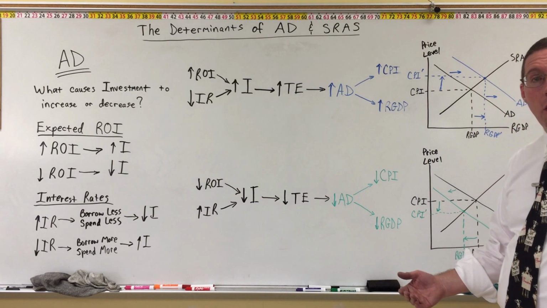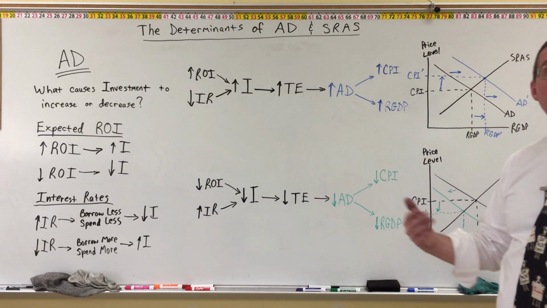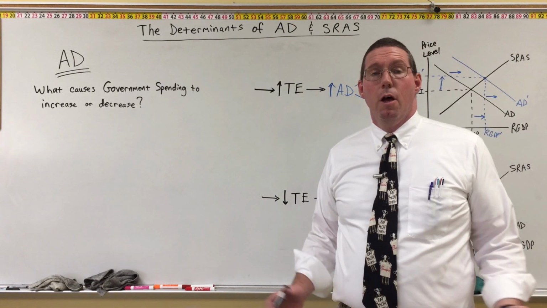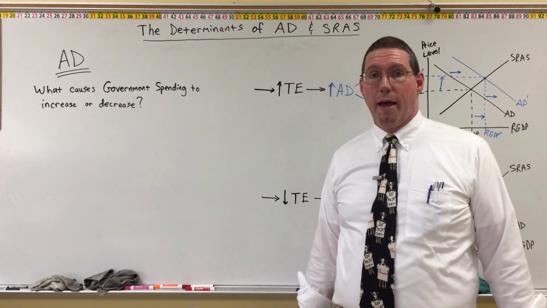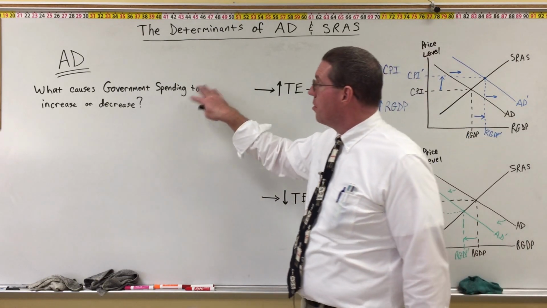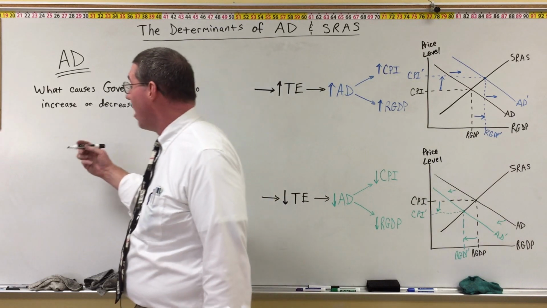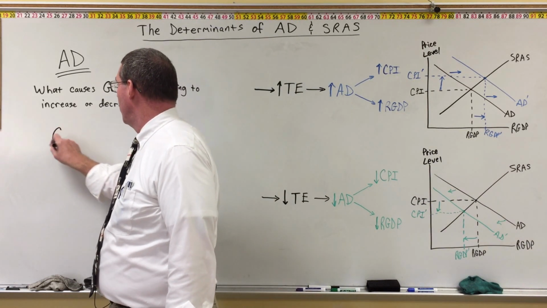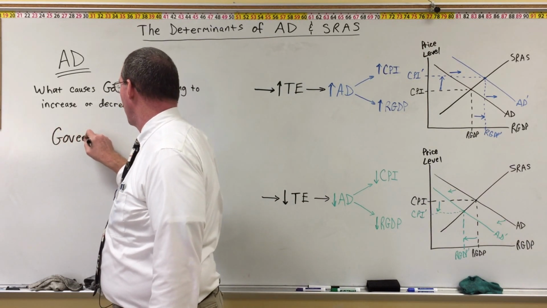Now we're going to look at what are the determinants of government spending. All right, this is an easy one because we don't really have much to talk about. What causes government spending to increase or decrease? I have one answer for you. Government policy.